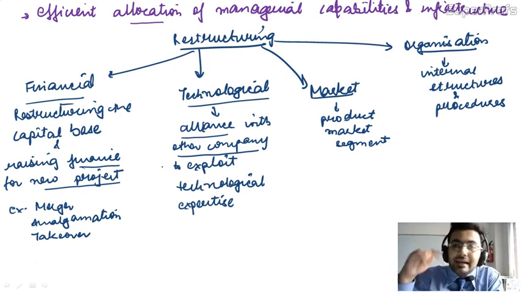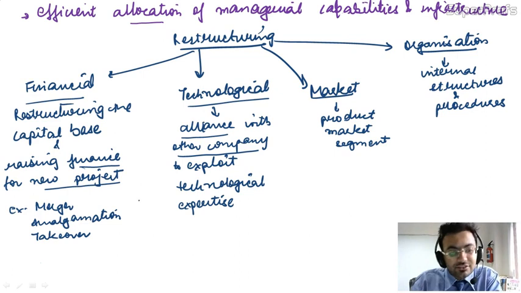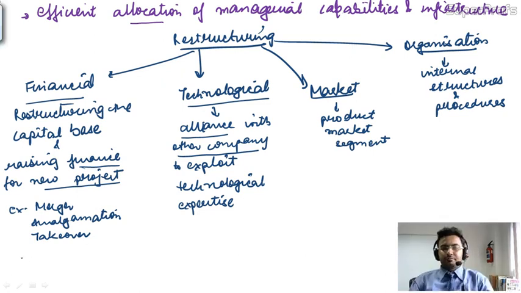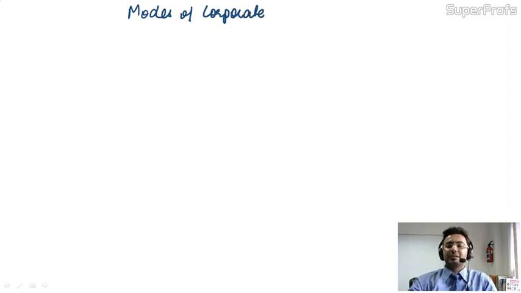That internal procedure, that internal restructuring, is all about organizational restructuring. So I hope all of you have noted it down, and students who have not, please note it down so that we can proceed ahead. We can even talk about the next topic. Our next topic is modes of corporate restructuring. Here we are going to talk about the terms we have used, like joint venture, merger, amalgamation, takeover, reconstruction. What do they basically mean? You are not going to write about buildings in the exam.